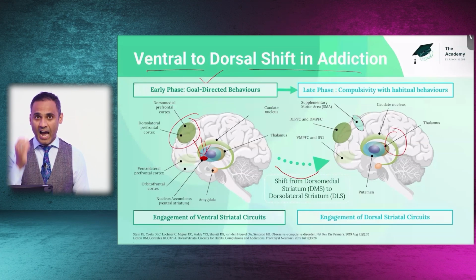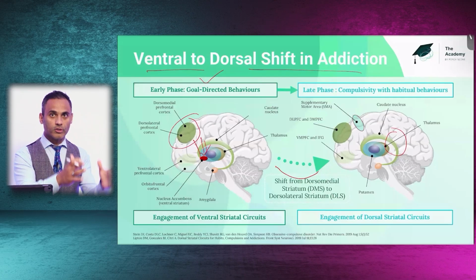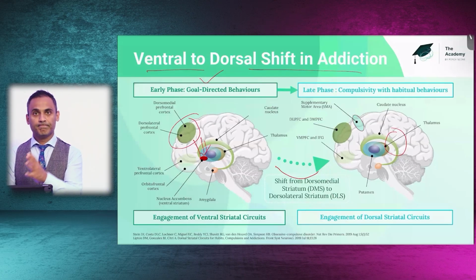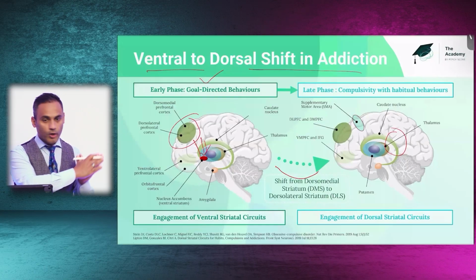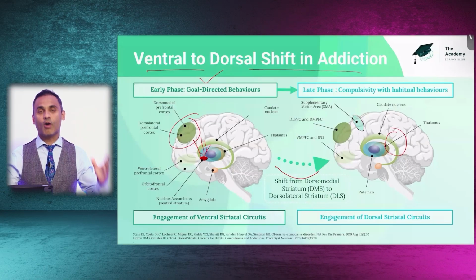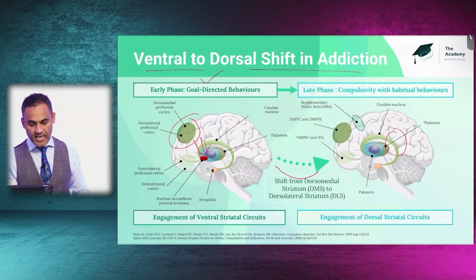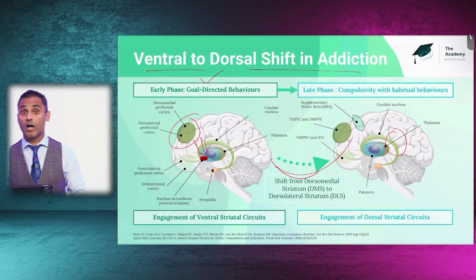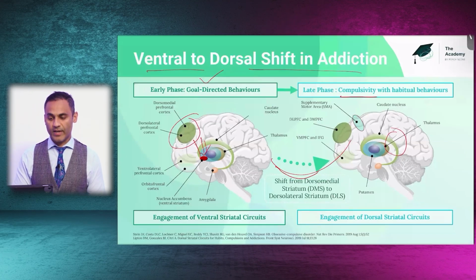Because remember how our structures have evolved. They've evolved to move everything from goal-directed to habit. What's happening here is the substances move along exactly the same way because that's how we've evolved. We've evolved to move from goal-directed to habit. And they're taking the substance behavior along with it. So what we've got here is this happens in the late phase.